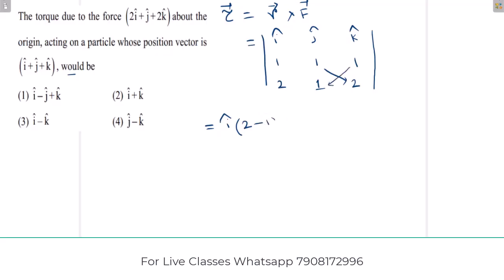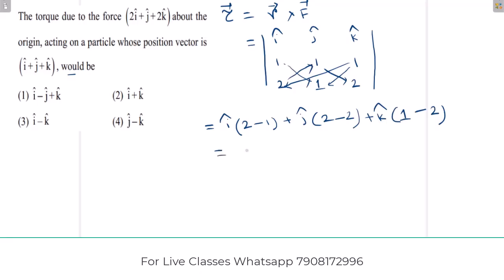is 2 minus 1, plus j cap: 1 into 2, that is 2, minus 2 into 1, so minus 2 into 1 is minus 2, plus k cap: 1 into 1 is 1, minus 1 into 2, minus 2.